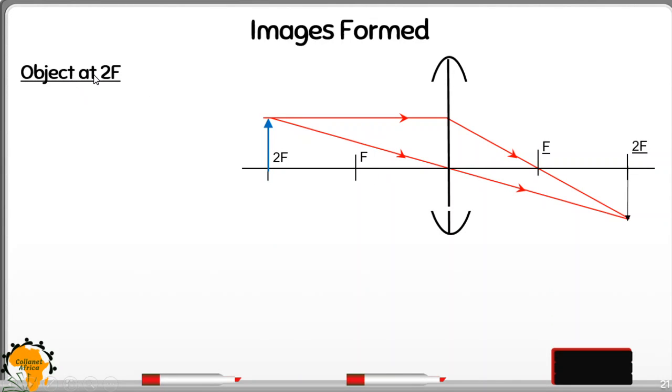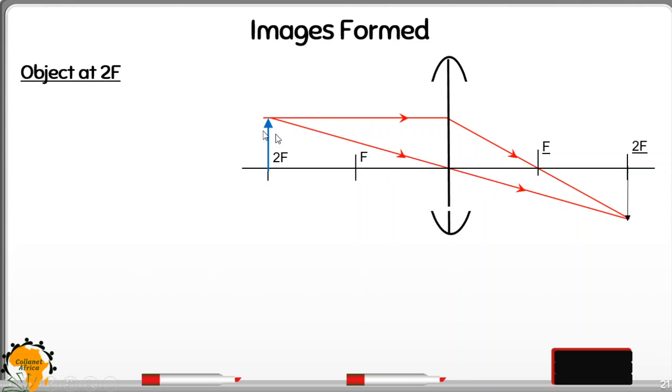We have the object at twice F. This is F. From here to here is the focal length, so from here to here is twice the focal length. When we have the object at that position, again, we can draw 2 or 3 rays. We consider the first ray, which is parallel and close to the principal axis. That ray will pass through F after refraction. Then we have a ray that is coming from the tip of the object and passing through the optical center. That ray goes undeviated. Again, where they intersect is giving us the tip of the image.